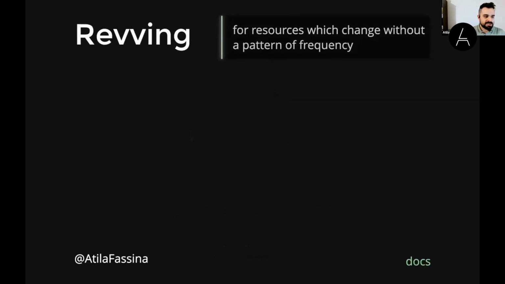So Revving is actually very good for resources that are going to change without a pattern of frequency. So basically that's what we used to do with our static resources. CSS, JavaScript, this kind of stuff, when you serve through a CDN and we have that hash on the file name or on the query string, that's basically what we're doing. We're changing the revision of that resource.